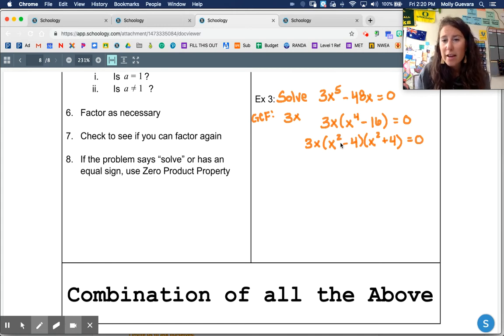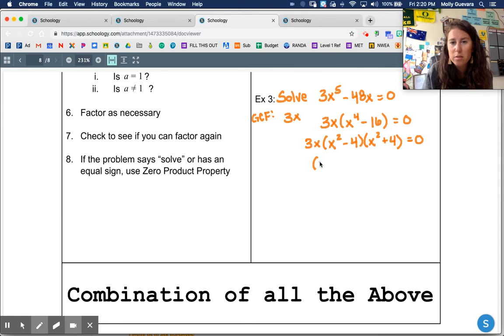And I still have x squared, so I have the potential to continue to factor, so I'm going to check again. Again, I'm going to ignore the 3x, and I'm going to just look at this one. The x squared minus 4. Okay, there's no greatest common factor. It's not 4 terms, it is 2 terms. X squared and 4 are both perfect squares, and it's a minus. So I can factor this again.